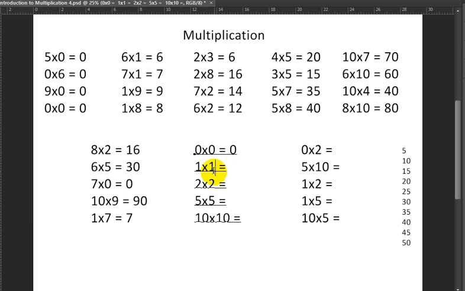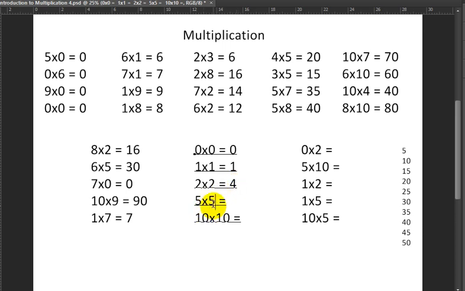Here, let's just ask, what number am I multiplying this 1 with? Well, 1. So that's the result, 1. Here, what number am I multiplying this 2 with? I am multiplying it with another 2. So the result is the double of that, 4.